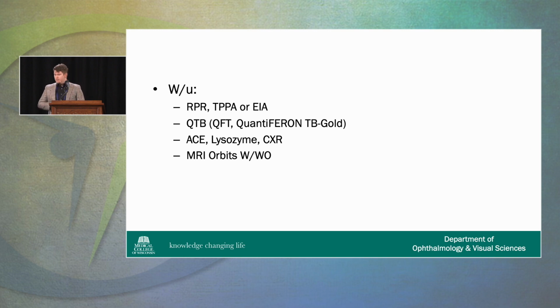QuantiFERON TB Gold has become the standard for checking for tuberculosis. Looking for sarcoid, we can check angiotensin-converting enzyme, lysozyme, and a chest x-ray. And then because of this dacryoadenitis, we wanted to follow up with an MRI of the orbits with and without contrast.